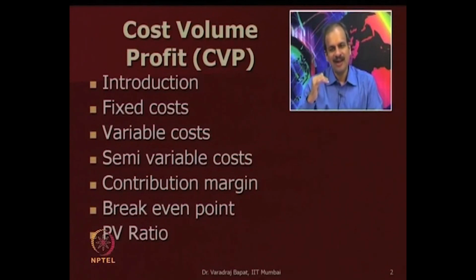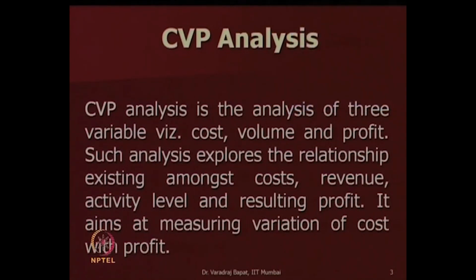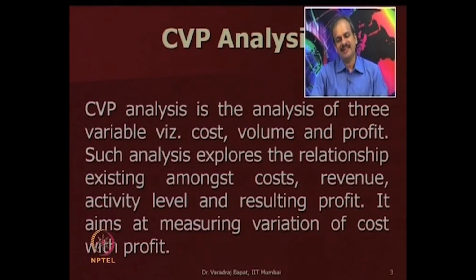The first part we have already discussed, but again you can see here in the graphical format. Now, CVP is an analysis of three variables, as the name suggests. It analyzes the cost, volume and profit. Such analysis explores the relationship between costs and revenues, and in turn it is bound to tie costs and revenues with the level of activity, and in turn it is bound to impact the profit.